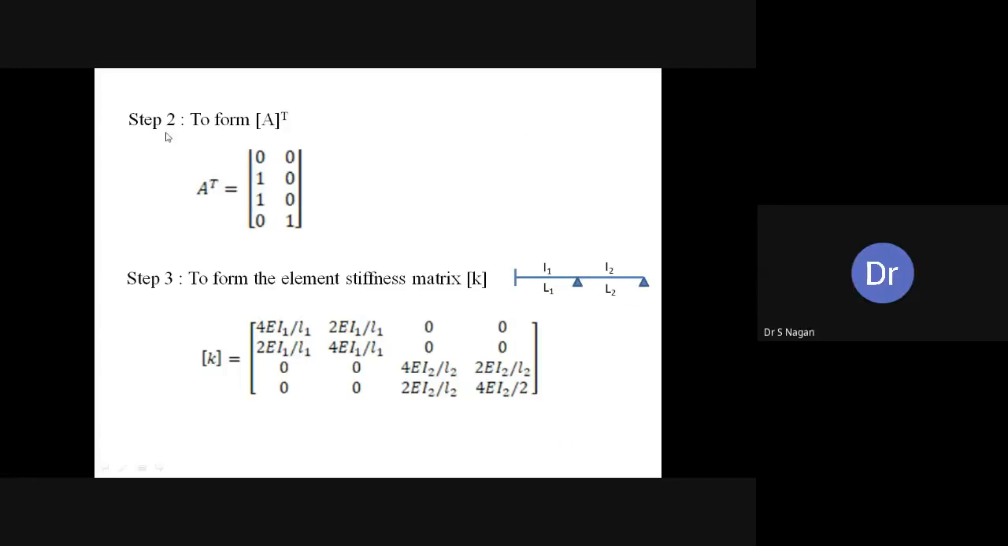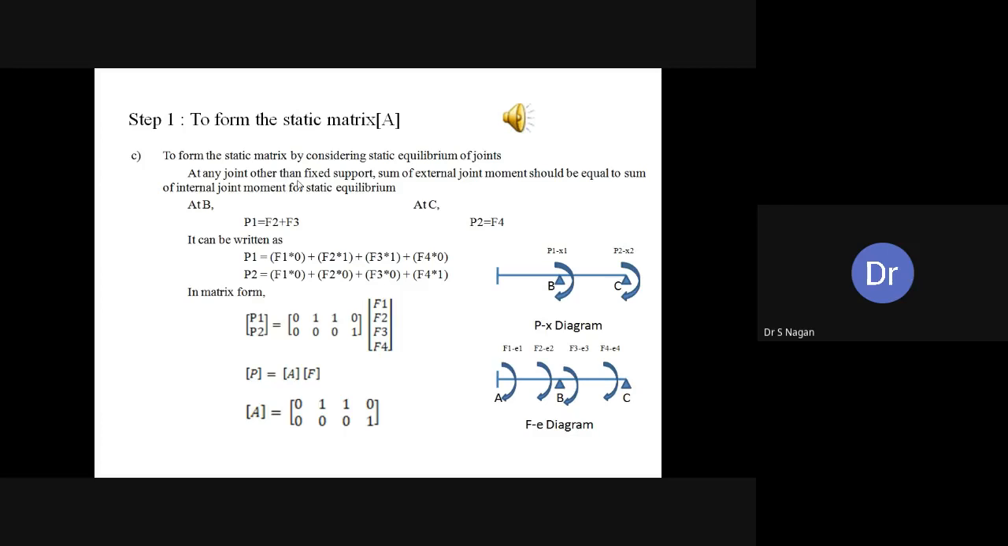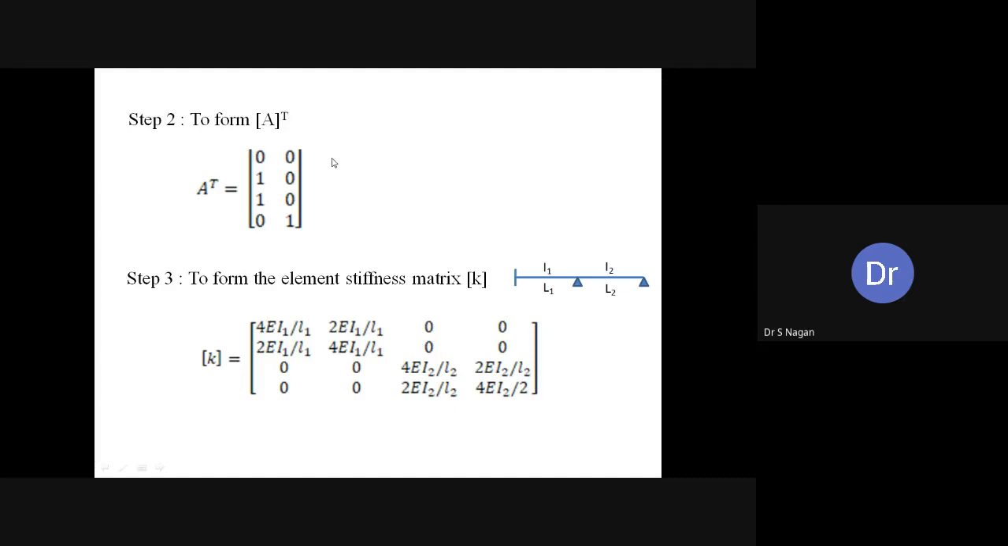Step 2 is to form A transpose. How do you form the transpose of a matrix? Simply by transforming the rows into columns, or columns into rows. So in A we have 0, 1, 1, 0, that will become a column matrix. Then 0, 0, 0, 1 will become 0, 0, 1 as a column. So we need to form this A matrix with much care, because all the subsequent steps will depend on this A matrix. So A matrix has to be done correctly. Step 2 is A transpose, so we know how to form the transpose.